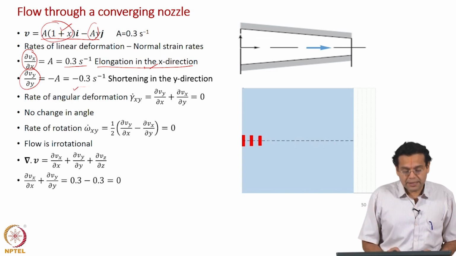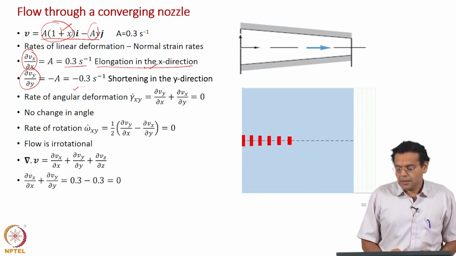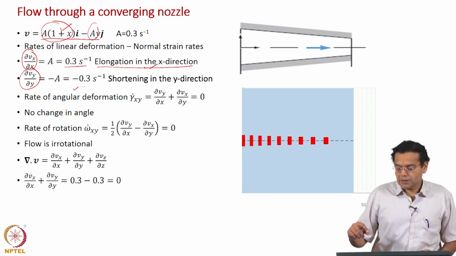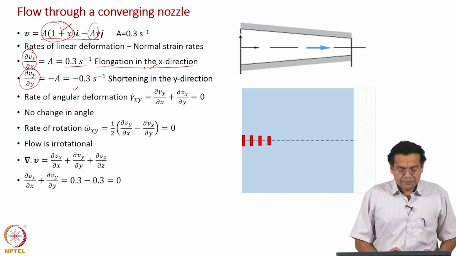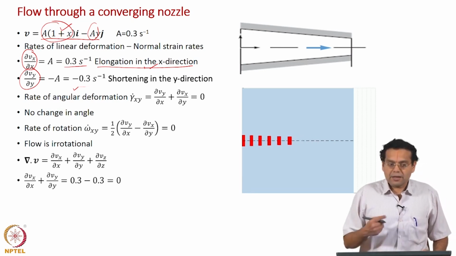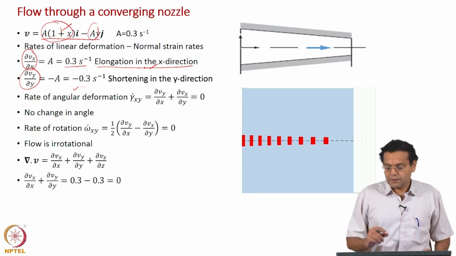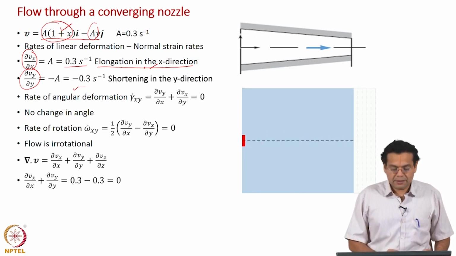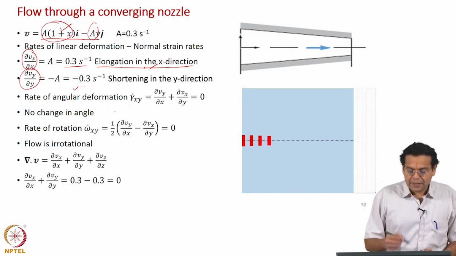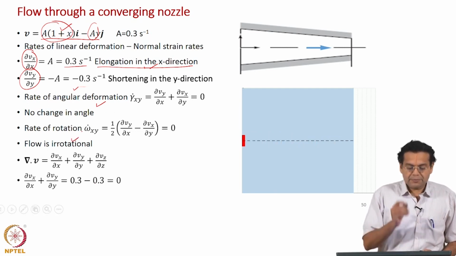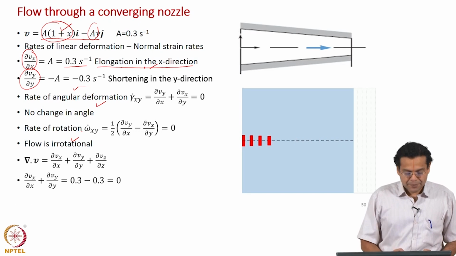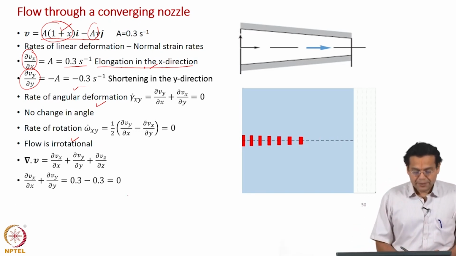If you look at the normal strain rate in the y direction, it is negative, and that is why you see a decrease in the height of the fluid element. Okay. Now, we made a statement that correspondingly there is a decrease in the height of the fluid element. How do you explain that? Before that, like in the previous case, there is no angular deformation, there is no rotation, because Vx depends on x only, Vy depends on y only. If you calculate del dot V like in the earlier case, you get a value of 0.